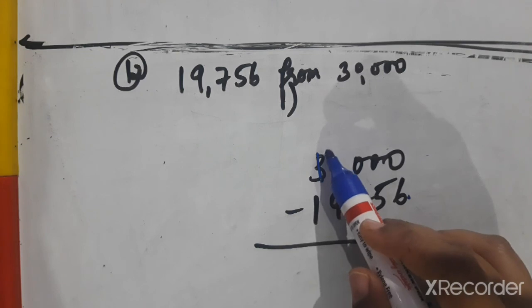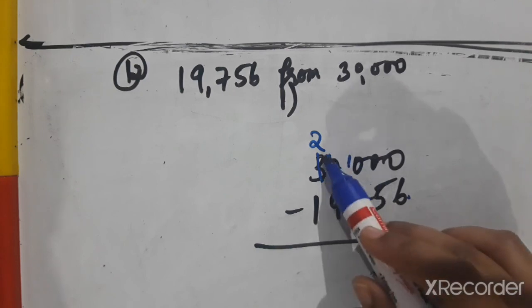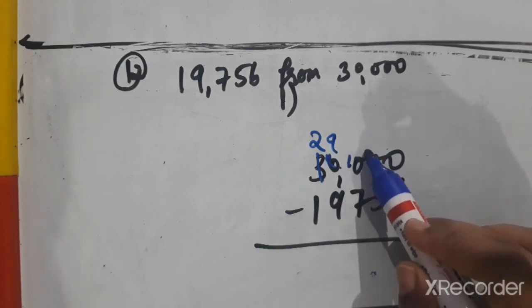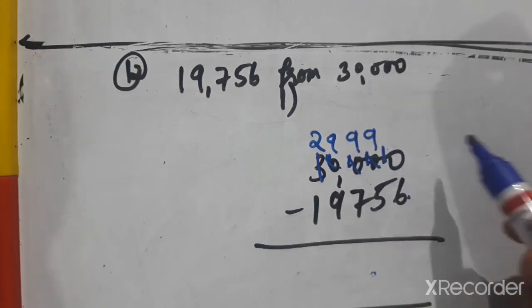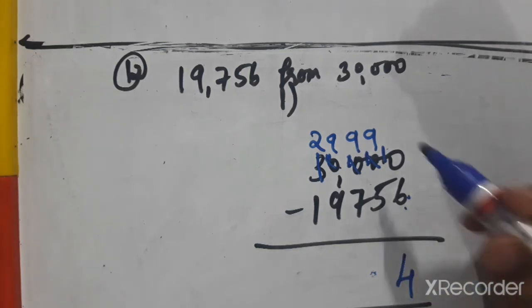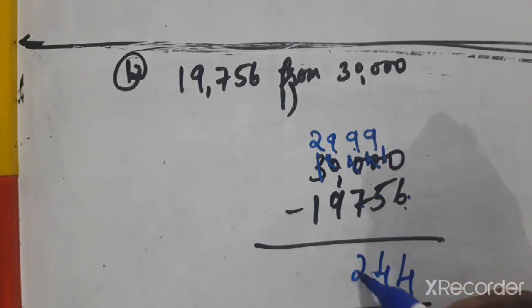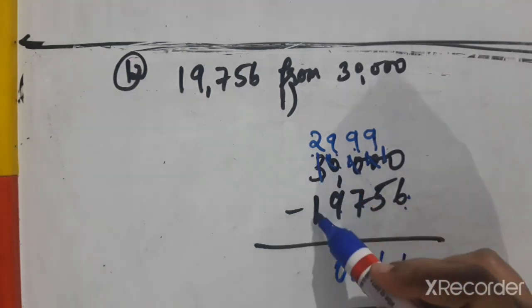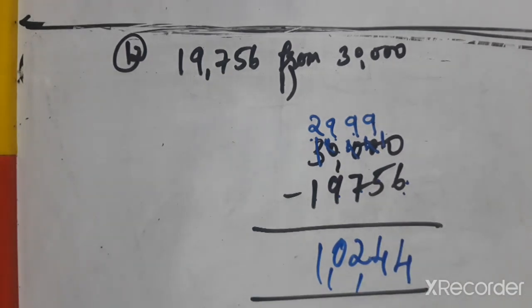So 3 will give 1 to the next number and 3 will become 2. 10 will give 1 to the next number and 10 will become 9. This 10 will give 1 to the next number and this will become 9. This 10 will give 1 to the next number and this will become 9. Now 10 minus 6 is 4. 9 minus 5 is 4. 9 minus 7 means 2. 9 minus 9 is 0. 2 minus 1 is 1. Answer is 10,244.